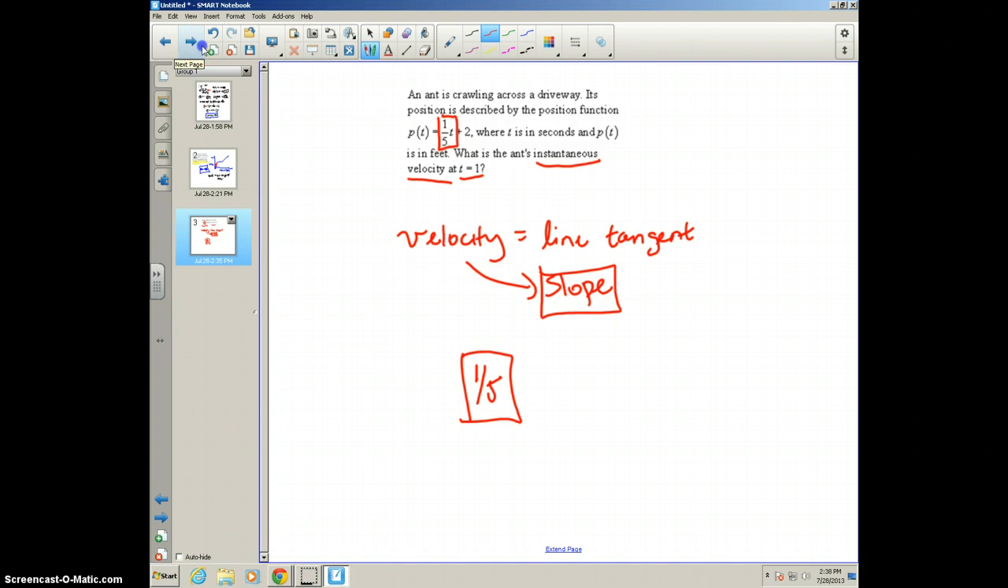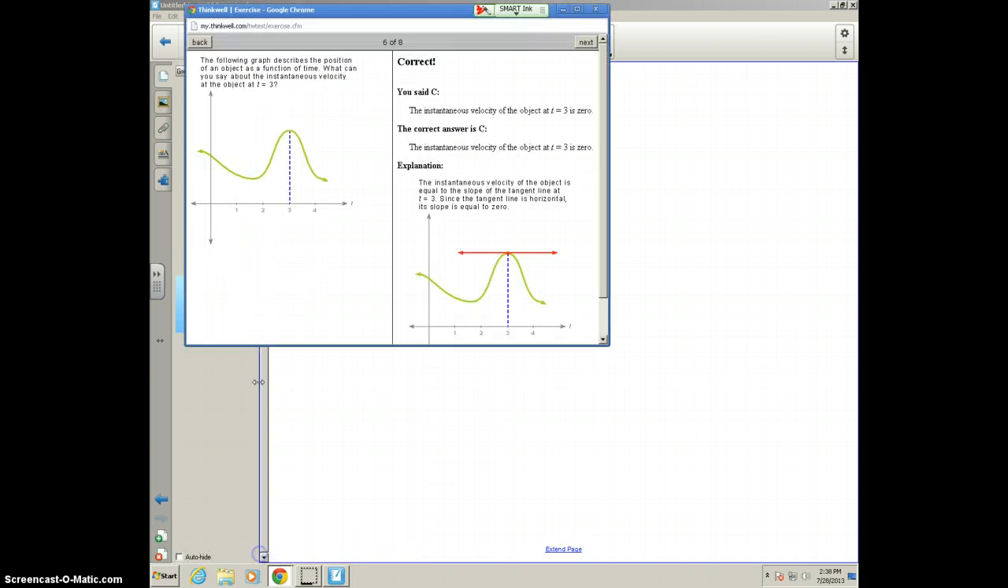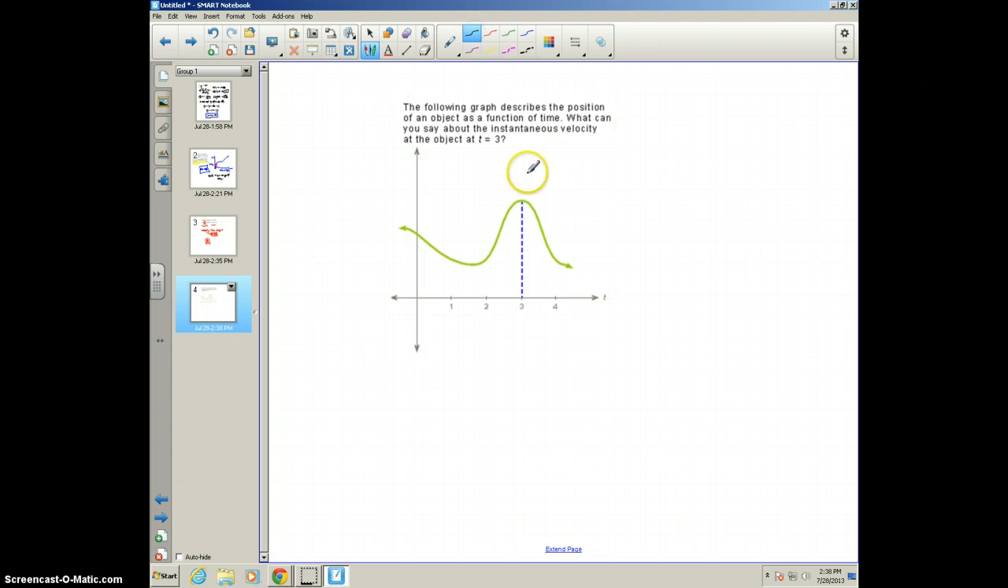So knowing that, we move on to the next problem. And we'll just open a new page here. Alright, so another problem. The following graph is given, and we are asked what can we say about the instantaneous velocity of the object at t equals 3. So as it is shown here, they've pointed it out. Instantaneous velocity. What is the slope? Again, what is the slope at t equals 3? That is our solution. That's what we need to find.